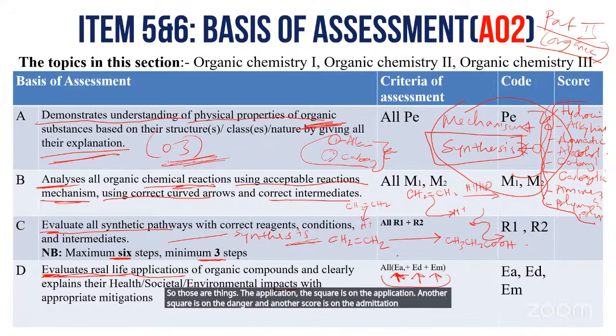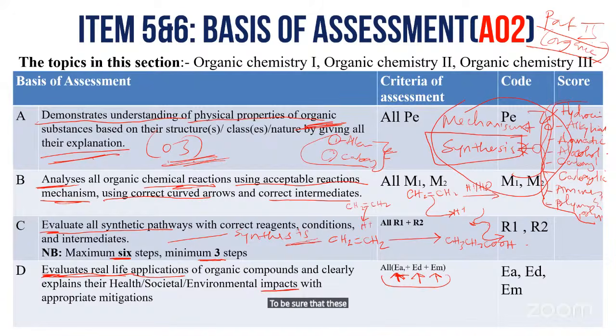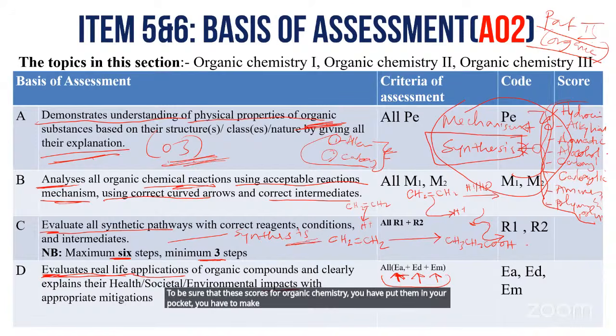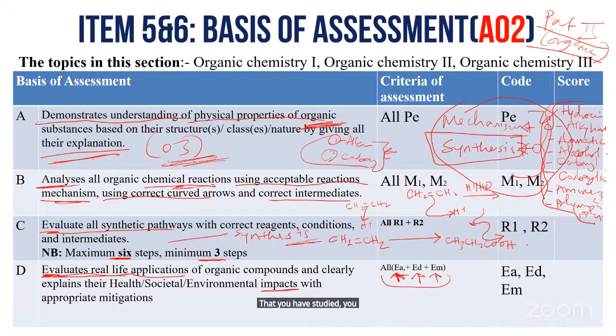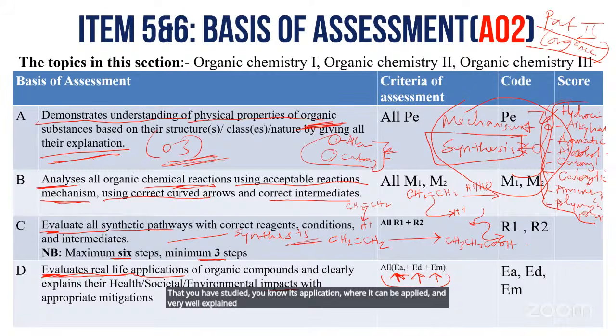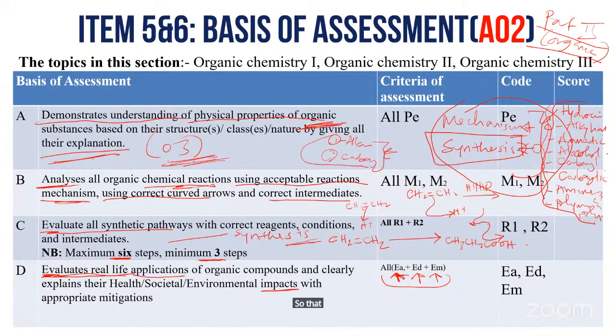For you to maximize, to be sure that these scores for organic chemistry you have put them in your pocket, you have to make sure that each and every organic compound that you have studied, you know its application, where it can be applied and very well explained, and then the implications, the impacts, the negative impact, and how it can be mitigated. So that is the basis of assessment for each and every item.